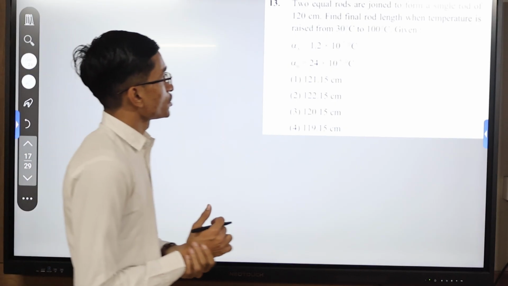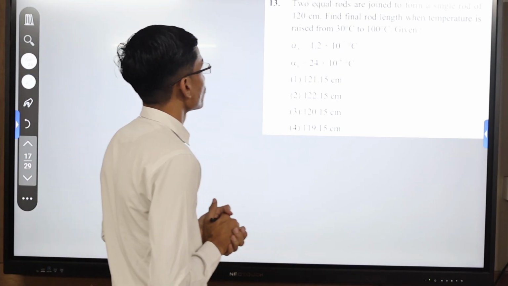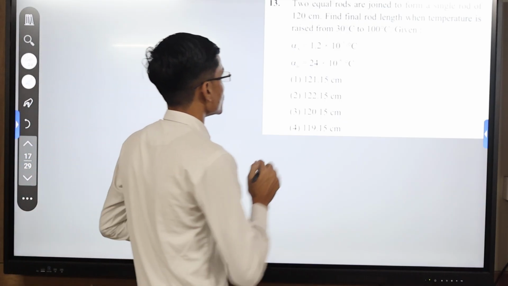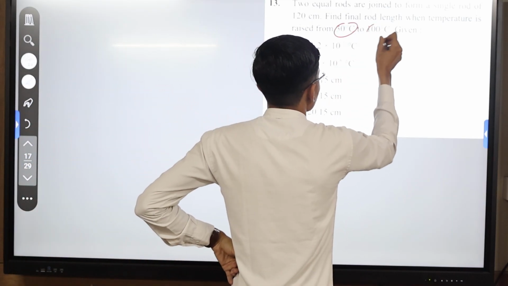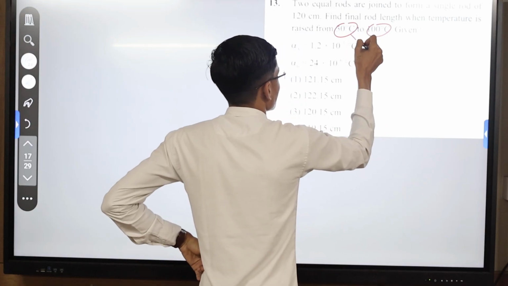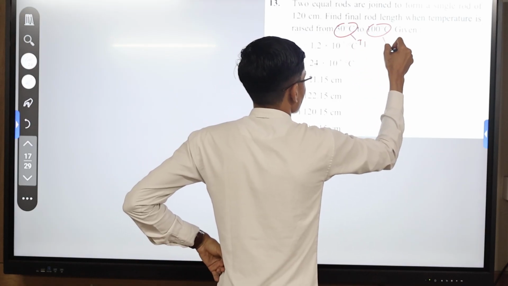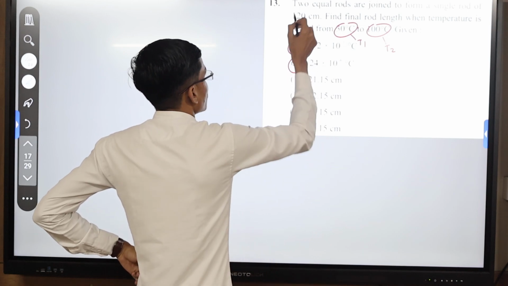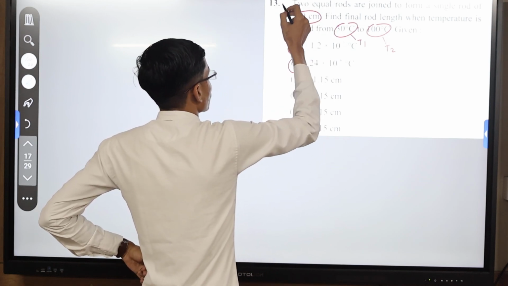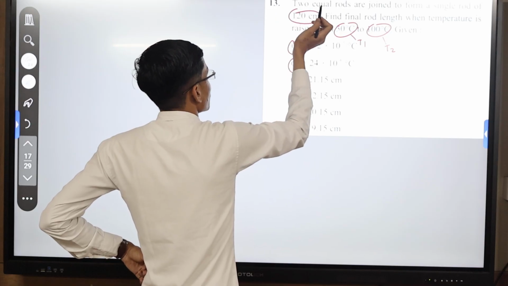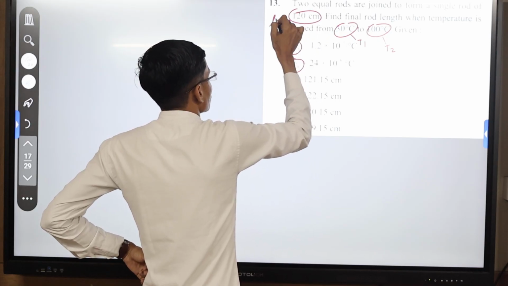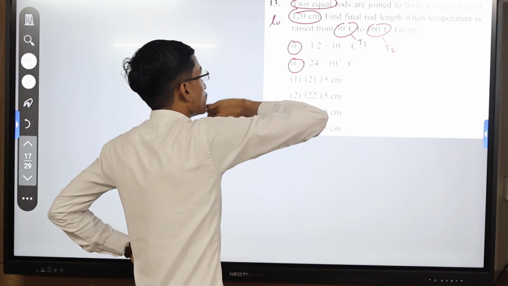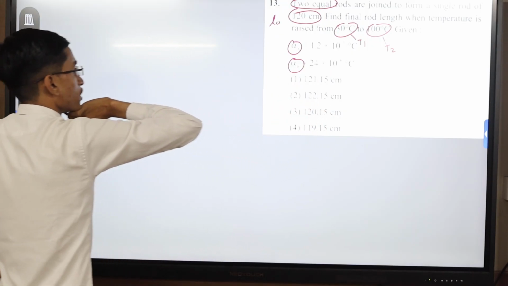Two equal rods are joined to form a single rod of 120 cm. Find the final rod length when temperature is raised from 30 degrees to 100 degrees Celsius. Here this is T1, this is T2. Alpha of A, alpha of B is given. The initial length of the two equal rods is 120. Let us say L1. Okay. So two equal rods, the lengths of both rods are the same.